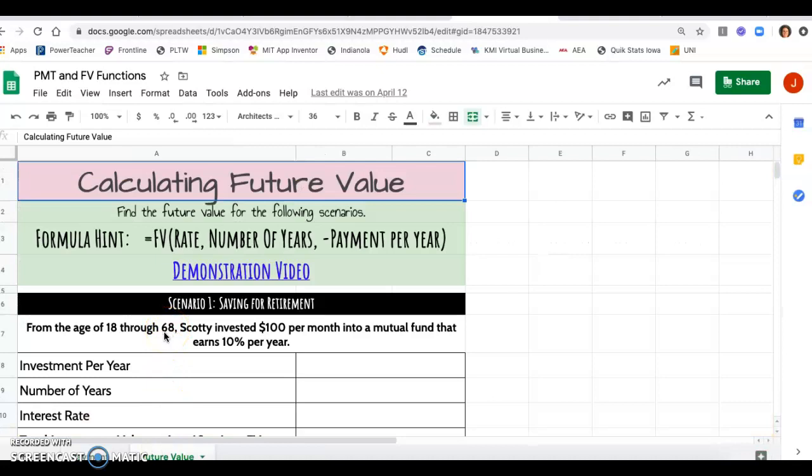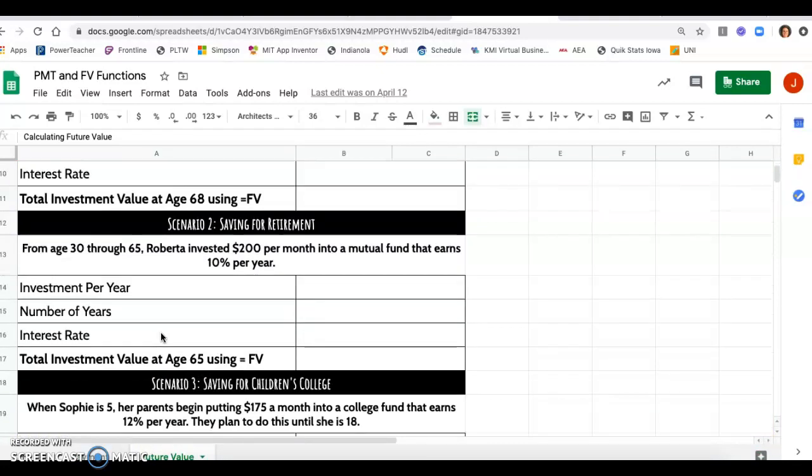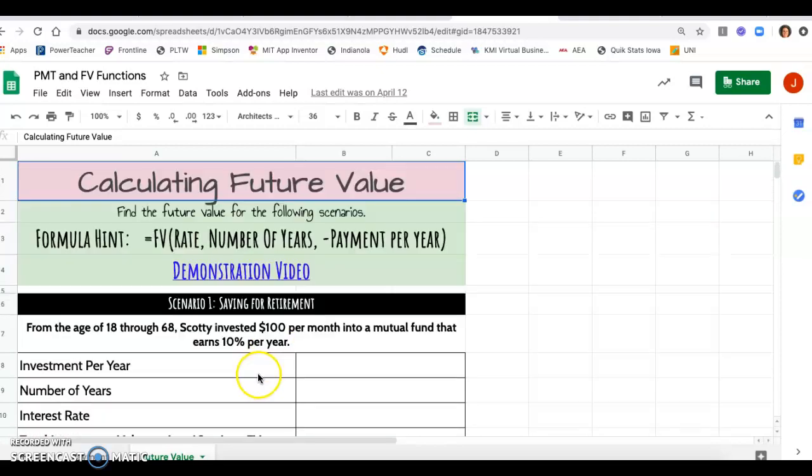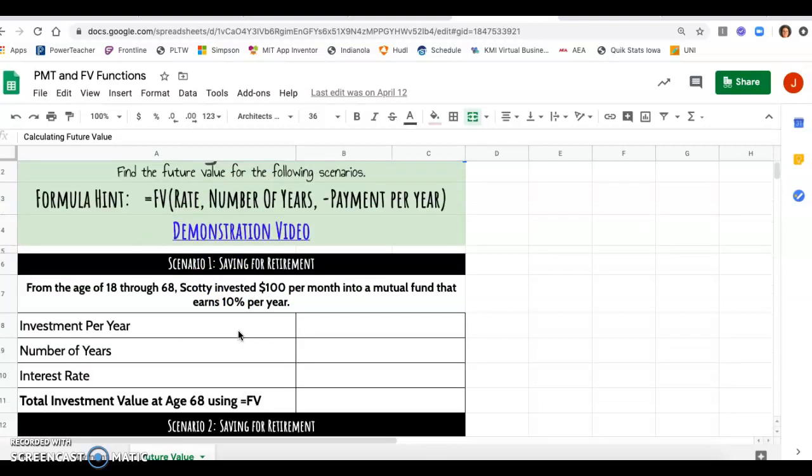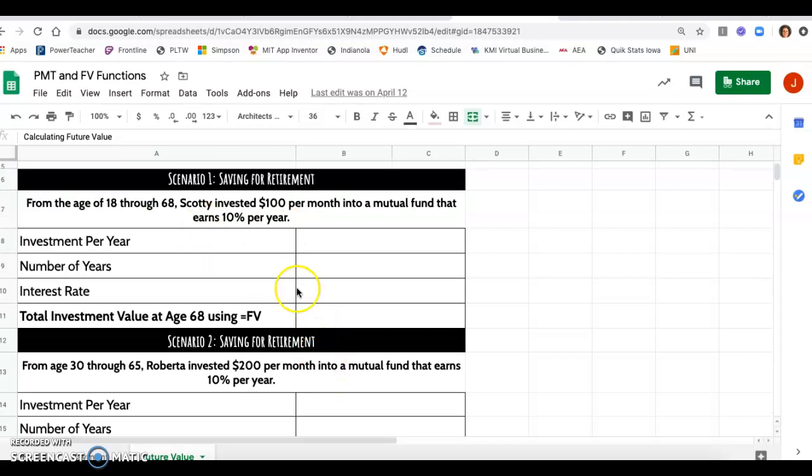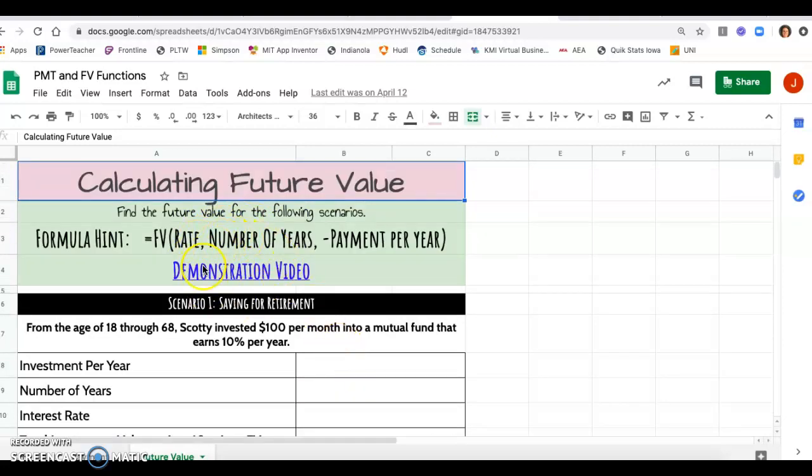The next one, we are going to be calculating the future value. This is when you're investing money. So we have 3 different scenarios, where 3 different people are investing money over different periods of time, and calculating what the money value, the future value, will be in a determined amount of time. I've got another demonstration video for that as well.